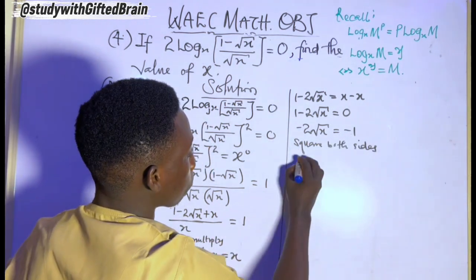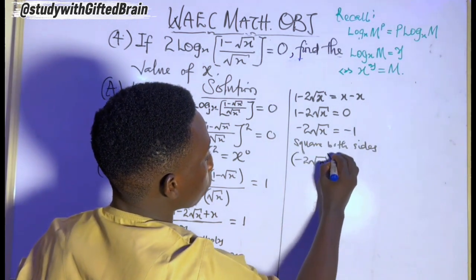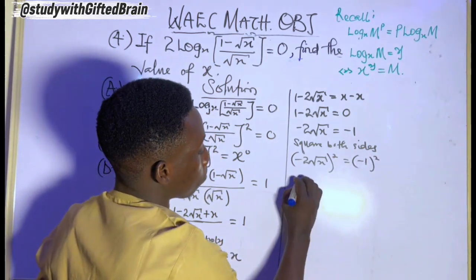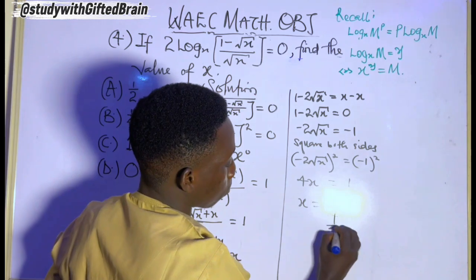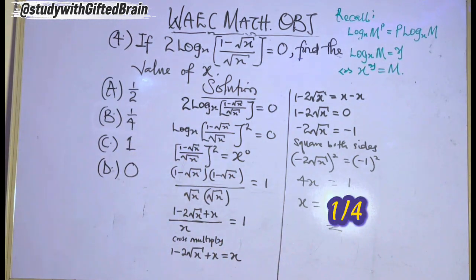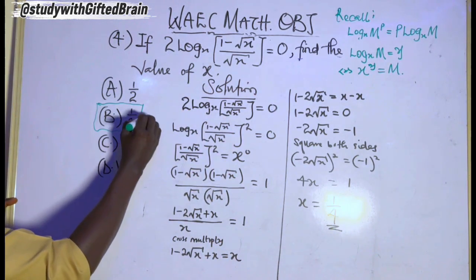Then when you square both sides, we have minus 2 root x times minus 2 root x, and minus 1 raised to power 2. So when you do minus 2 root x times minus 2 root x, that will give you 4x, and minus 1 raised to power 2 is 1. So x is going to be 1 over 4. And when you check the options, that's option B.